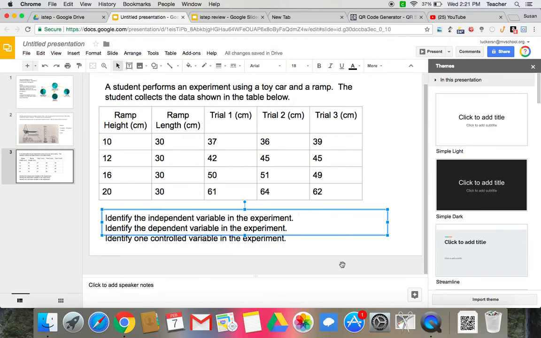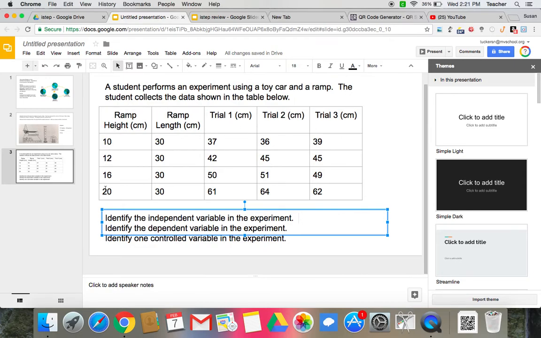Click here. It says identify the independent variable in the experiment. The independent variable is the one thing that the scientist is purposely changing in his or her test. So the one thing that is purposely changed, as I look up the data table, is definitely not the ramp, because that stayed the same at 30 centimeters on every trial. And you can see there's 3 trials.